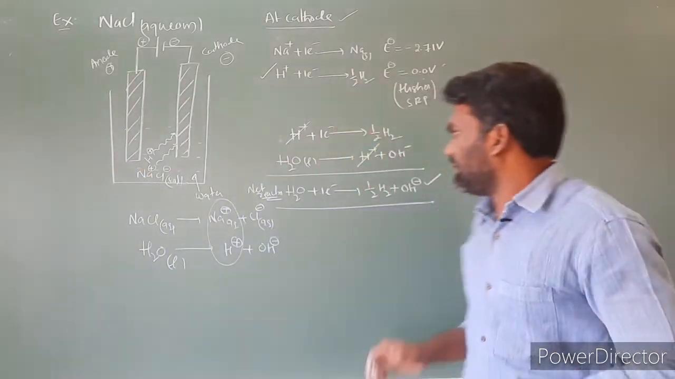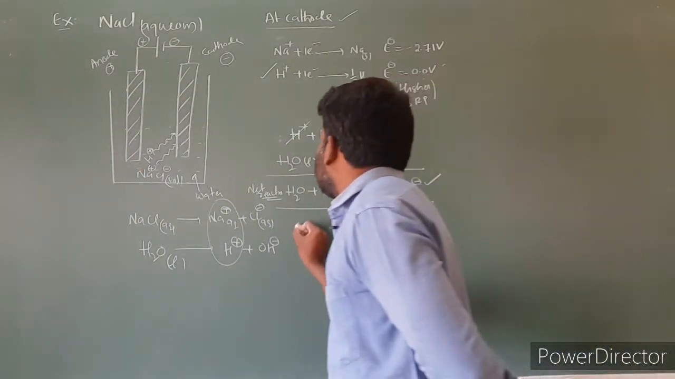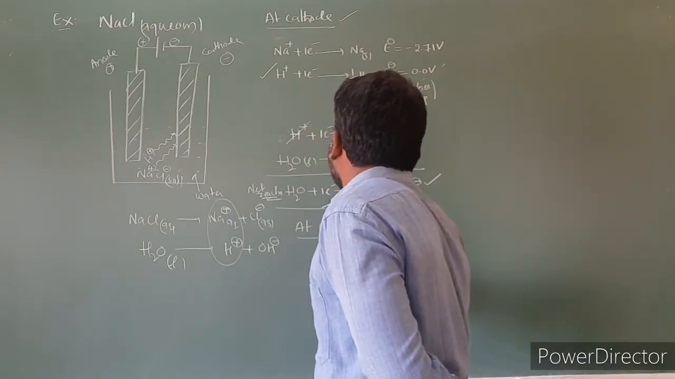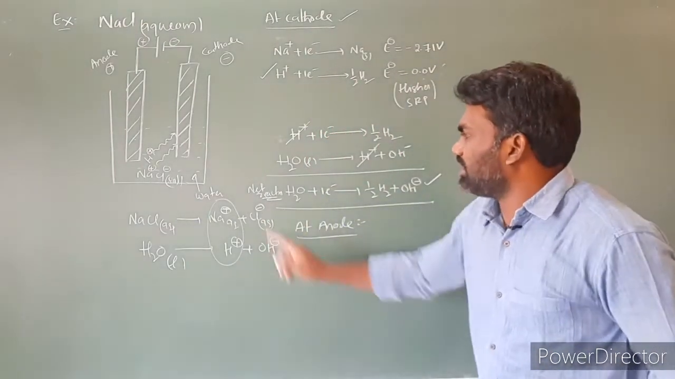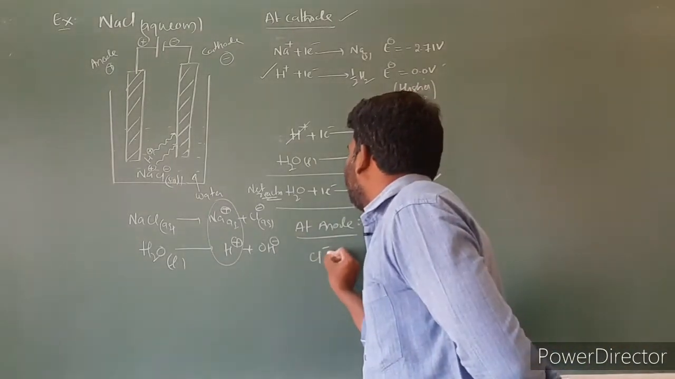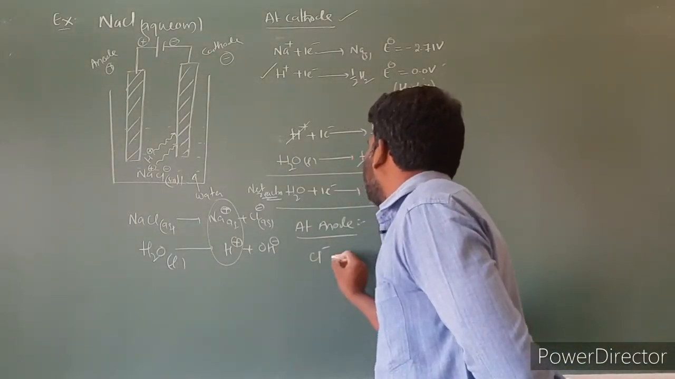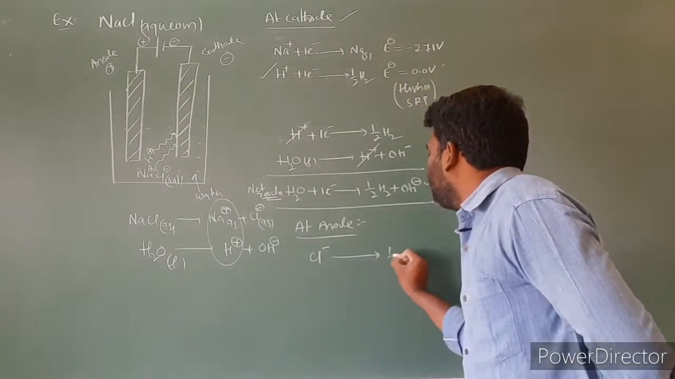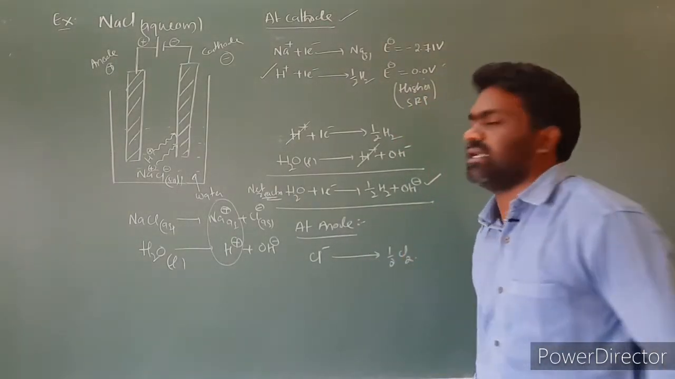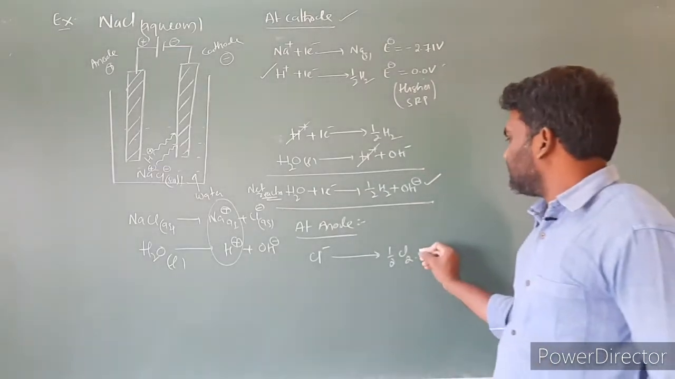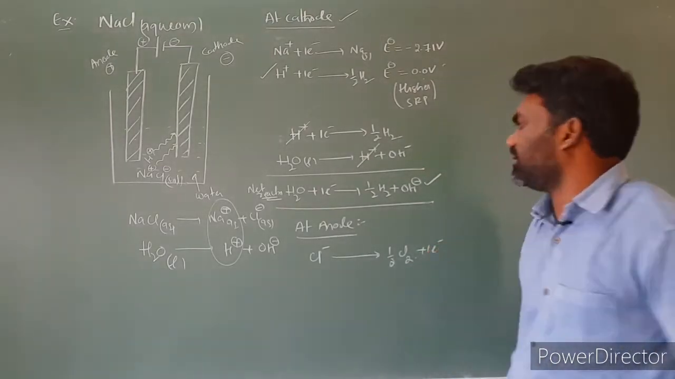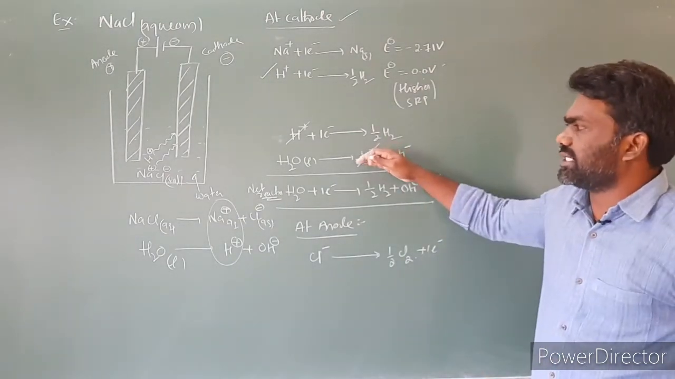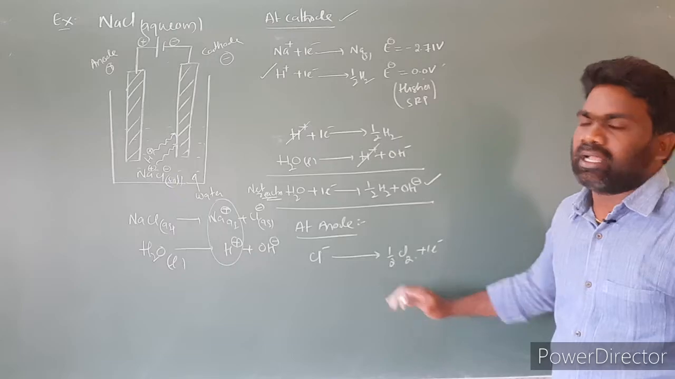Now coming to the reaction at the anode. At the anode we have Cl minus. Cl minus ion will lose one electron, then converting into half Cl2 plus 1 electron. So this is the reaction taking place at the cathode, and this is the reaction taking place at the anode.